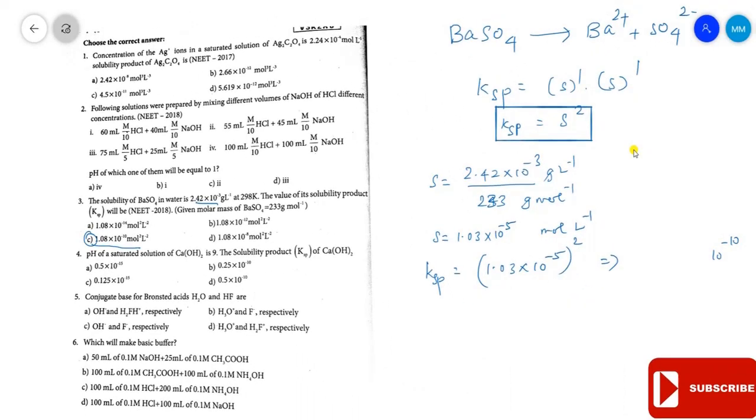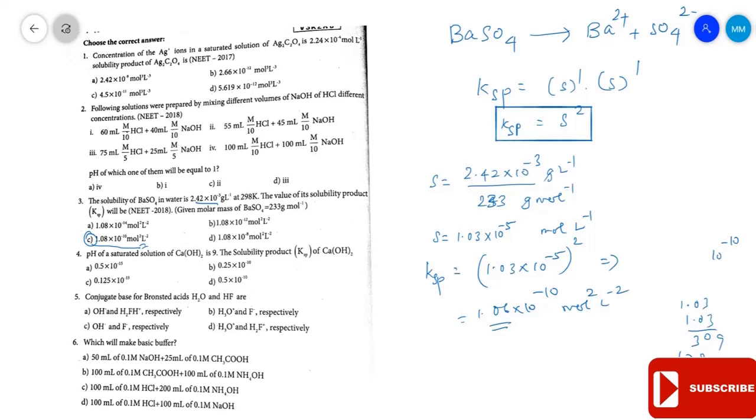And suppose it is multiplied, 1.03 into 1.03, it will be 1.0609. So the answer is 1.06 into 10 to the power of minus 10. The unit is mole square liter inverse square. So the unit is also the same. So this answer is C.